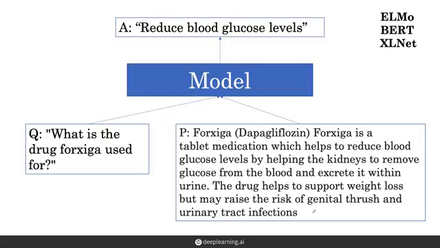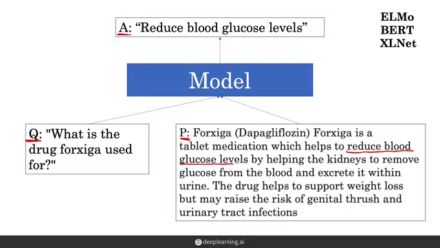Our model will thus take in a user question called Q and a passage that contains the answer to the question. This might be a passage that might be returned by a Google search. And the model will produce an answer that is extracted from this passage, here, extracted from this part of the passage over here.